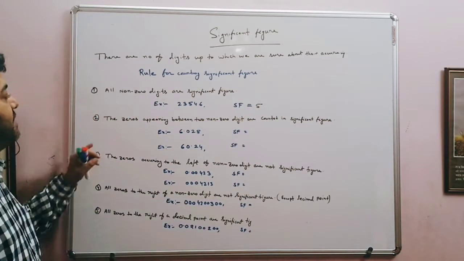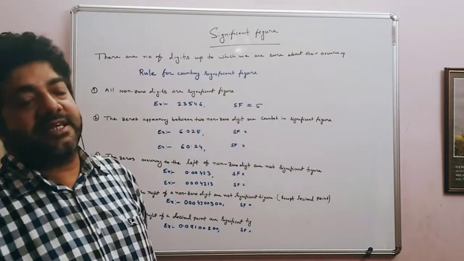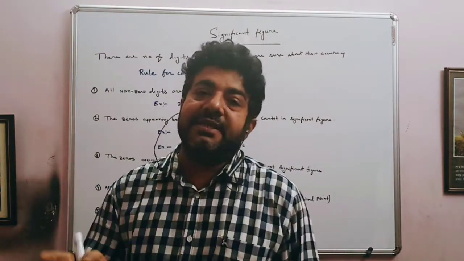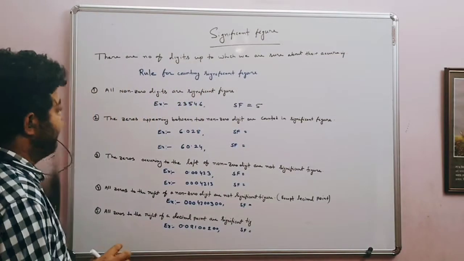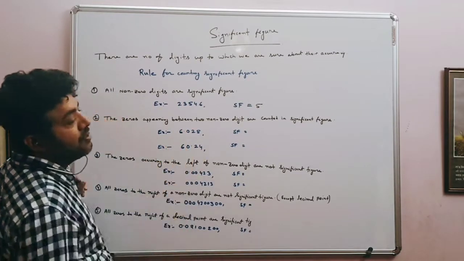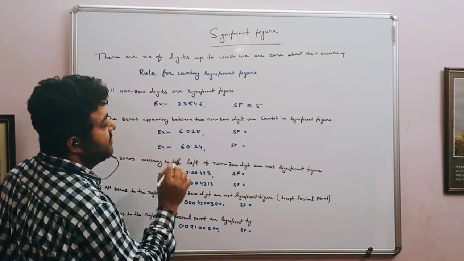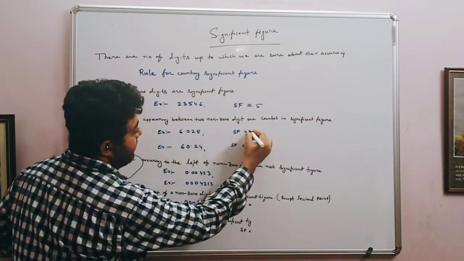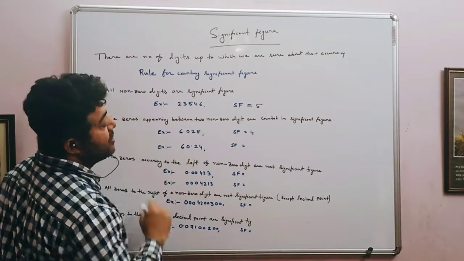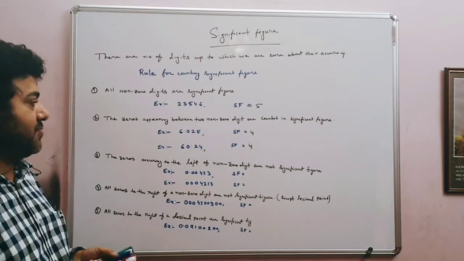Now the second rule is that the zeros appearing between two non-zero digits are counted as significant figures. That means if a zero appears in between two non-zero digits, then that zero is counted as a significant figure. So here, if you see 6.028, the 0 is in between two non-zero digits, so this one is counted as a significant digit. So 1, 2, 3, 4. Similarly 60.24, again 0 is in between two non-zero digits, so this one is also counted as a significant figure. So the number is 4.